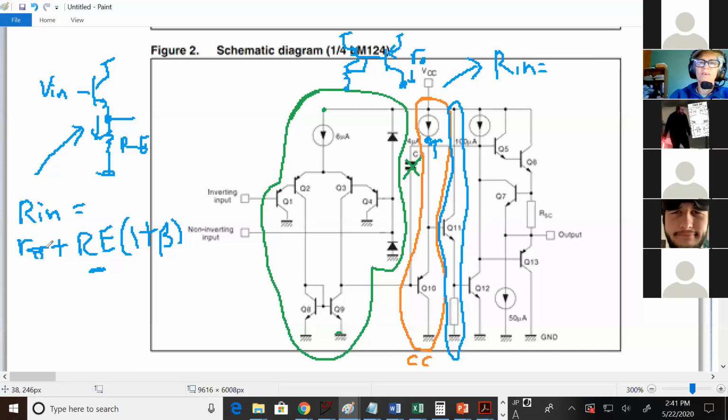Is it like R pi plus RO times 1 plus beta? Exactly. R pi Q10 plus, and whatever resistance is connected to the emitter, that's RO, times 1 plus beta. So that's gigantic. What's the R in of this one?